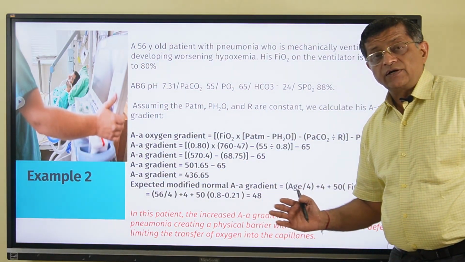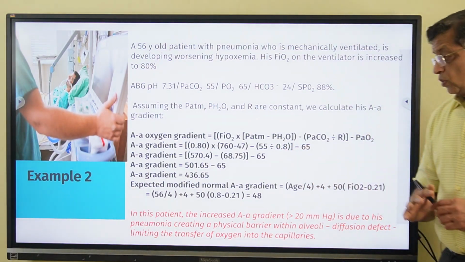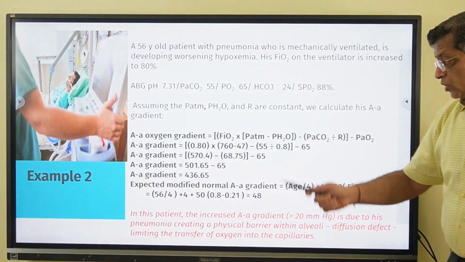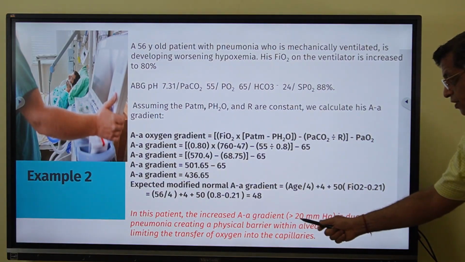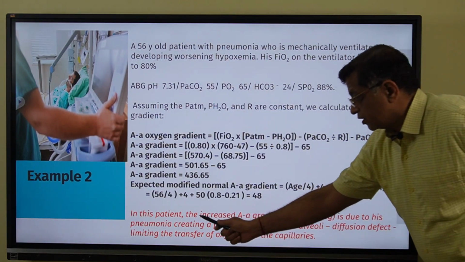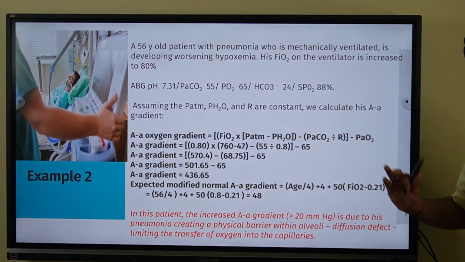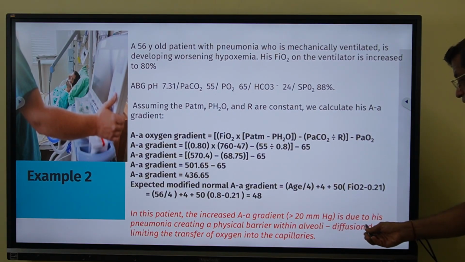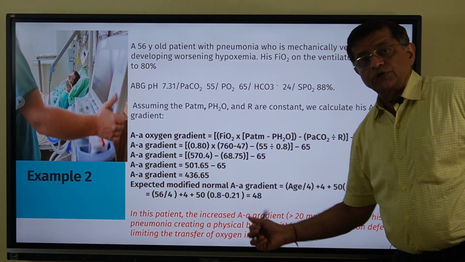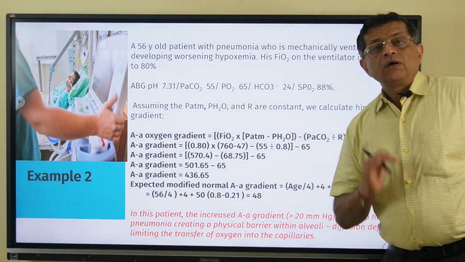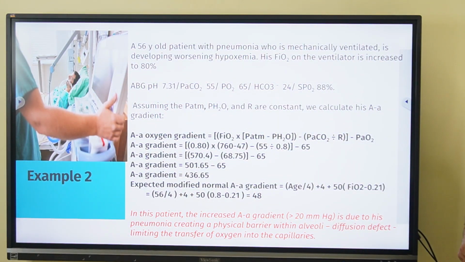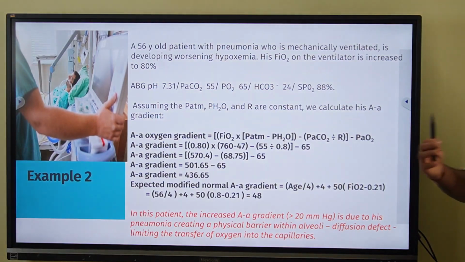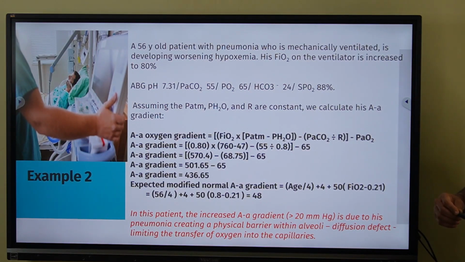That means the AA gradient is widened. So as we know, this patient already has pneumonia. So in this patient, the increased AA gradient is due to his pneumonia creating a physical barrier or a diffusion defect within the alveoli, limiting the transfer of oxygen from the alveolus to the blood. So this is how the AA gradient helps in narrowing the diagnosis.